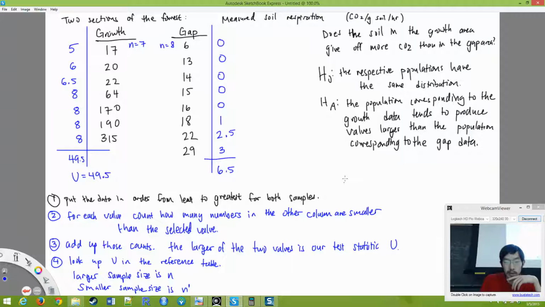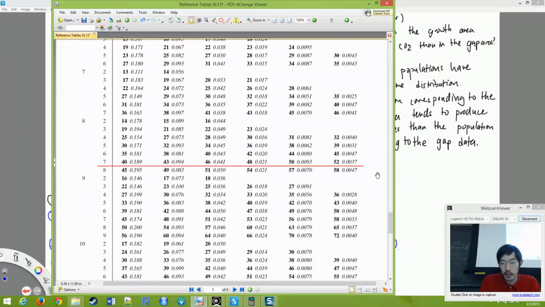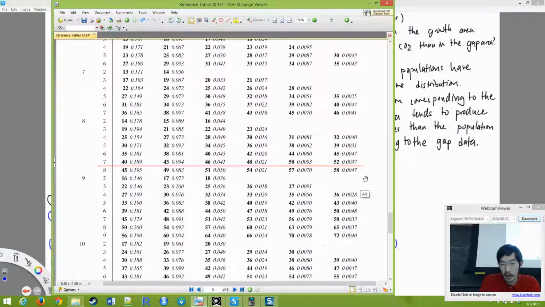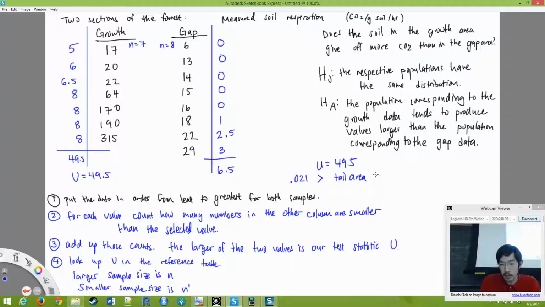Okay, so U is equal to 49.5. So the tail area is going to be between 0.021 and 0.0093.